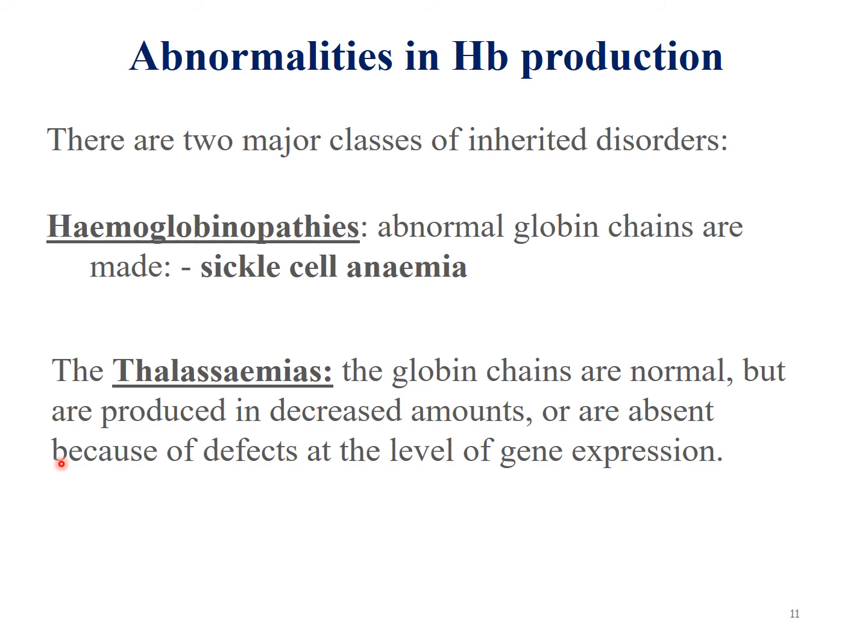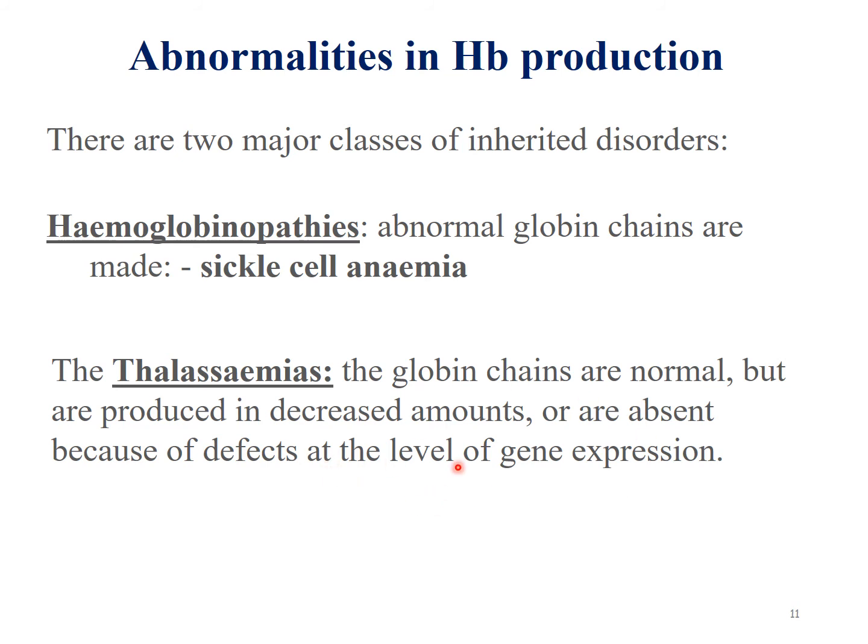So there are two classes of inherited blood disorders. The first one is hemoglobinopathies, which means you have a disease in the production of globin proteins. In other words, you have abnormal globin chain production, such as in the case of sickle cell anemia. While in thalassemia, these globin chains are perfectly normal, but they're produced in a smaller quantity, or they are totally absent due to some mutations that affect the level of gene expression.